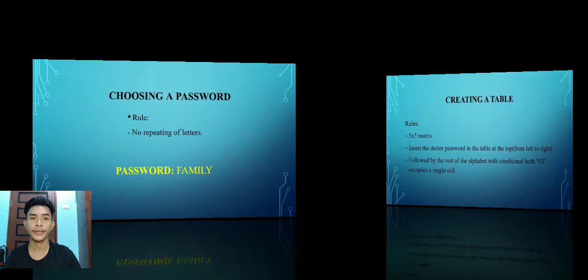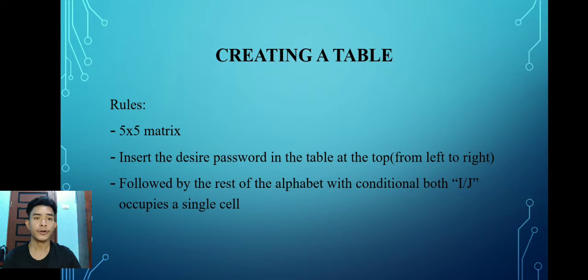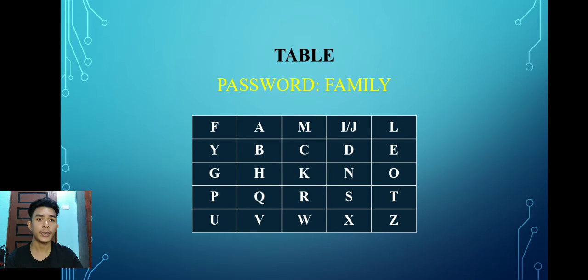Next is creating our table. There are also rules that we need to follow. First, we are going to use a 5x5 matrix as our table. Next, insert the desired password in the table at the top, starting from left to right. This is followed by the rest of the alphabet, with the condition that the letters I and J will occupy a single cell. So here is my created Playfair cipher table.